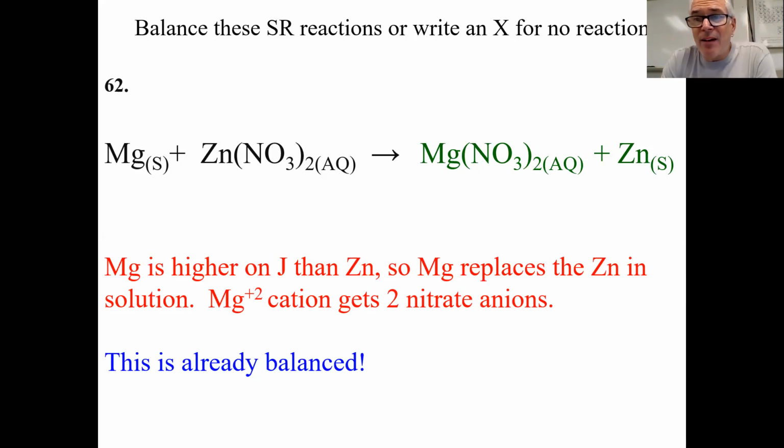The magnesium metal is an atom. It goes into solution and becomes a cation. The zinc ion, the zinc cation in solution gets bumped out and becomes zinc atoms. Metal becomes cation, cation becomes a metal. The nitrate remains the nitrate, so the nitrate is the spectator ion. Next one up.